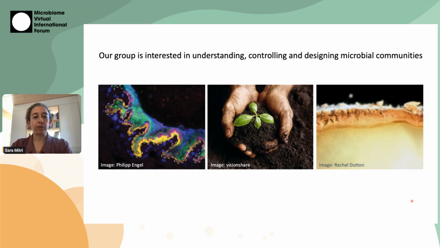So the first one shows the image of a gut community. This actually comes from the honeybee gut, where different species are labeled so that we can see where the bee finishes and where the microbiome starts, and how the interactions take place between these members.